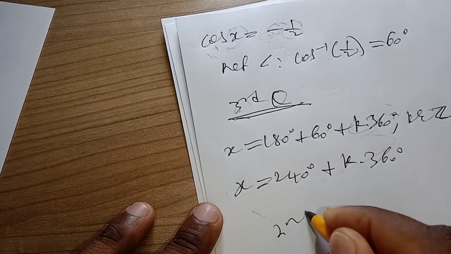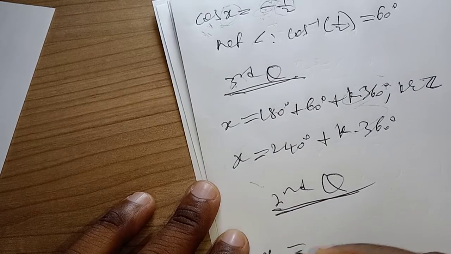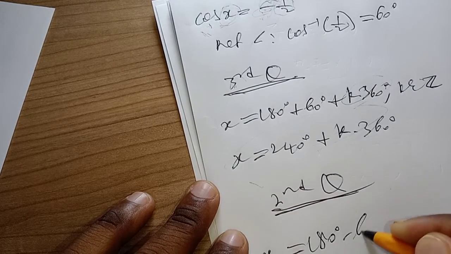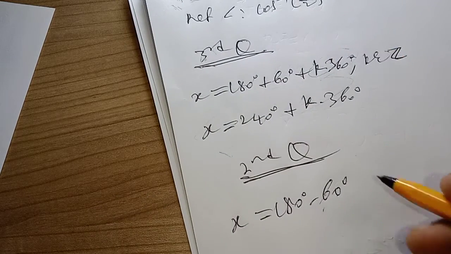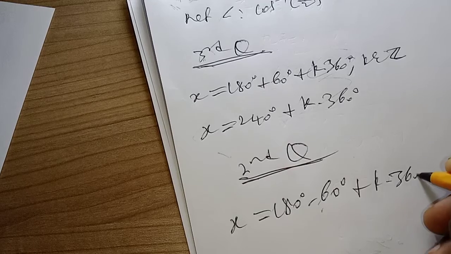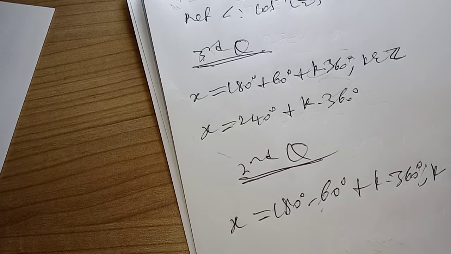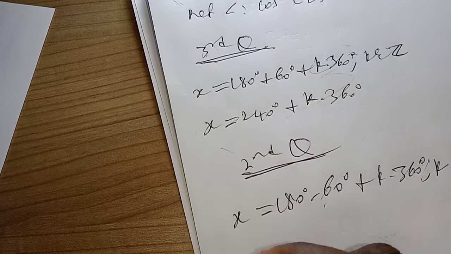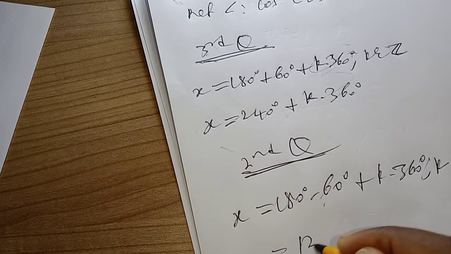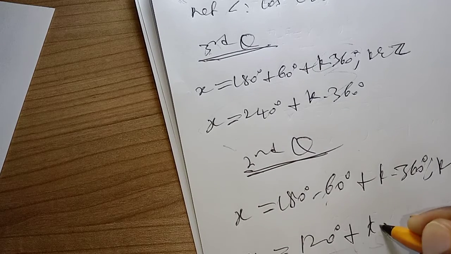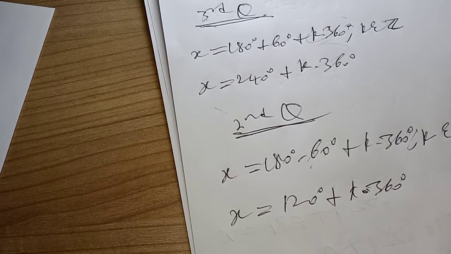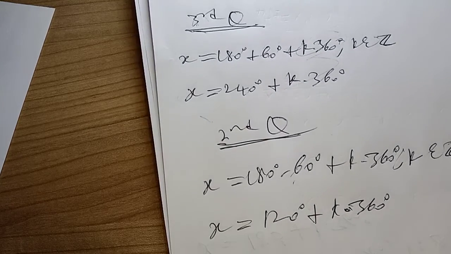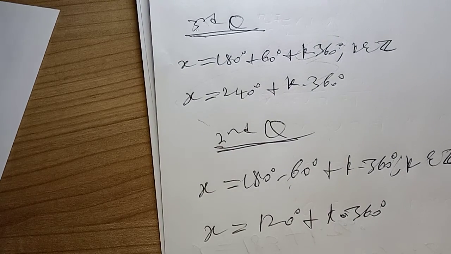Then in the second quadrant I'm going to have 180 degrees subtracting the 60 degrees, the reference angle, plus k multiplying the 360 degrees, with k being an element of integers there. Then here we have 120 degrees plus k multiplying 360 degrees. Okay, those are our general solutions in these questions. We are done like that.